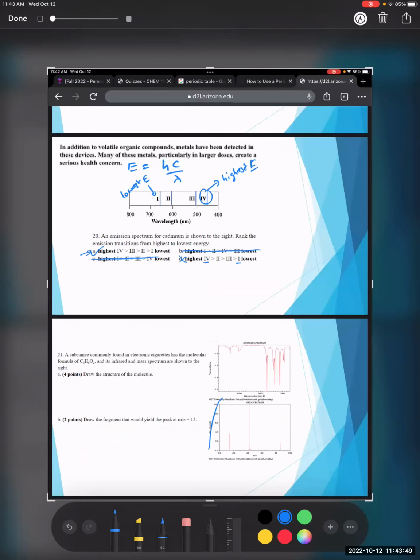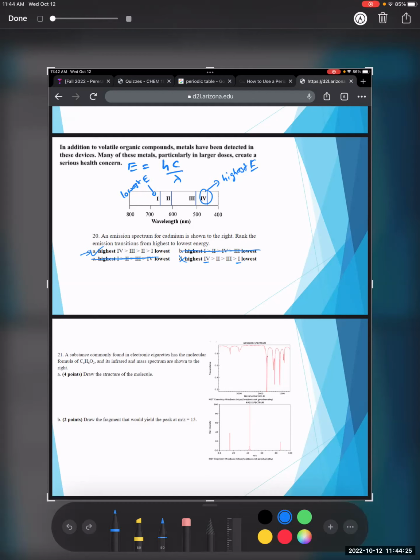And then moving on, a substance commonly found in electronic cigarettes has this molecular formula, and its infrared and mass spectrum are shown to the right. Draw the structure of the molecule. Now I think you're supposed to be given the bonds you have here, which is unfortunate, and is not apparent here.